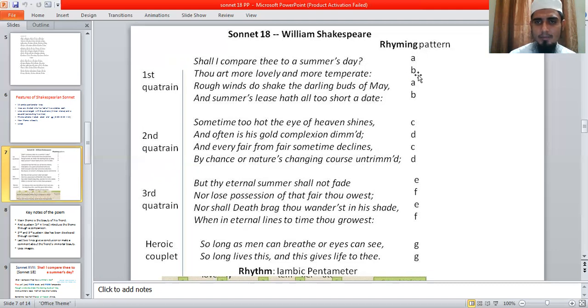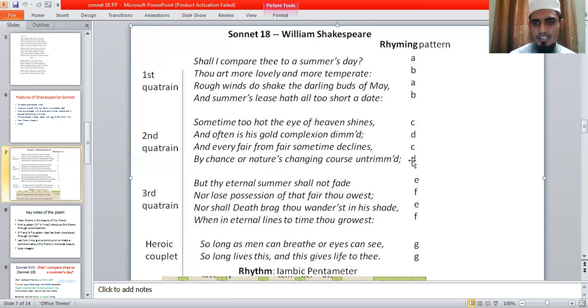So ABAB. Then "shines." The last sound of the line is "shines," which is not similar here, so serially we give it C. "Dimmed" is not similar to anything, so that is what is called D. Serially, CD. "Declines" is similar with "shines," so it is given C. And "untrimmed" is similar with "dimmed," that is why it is given D.